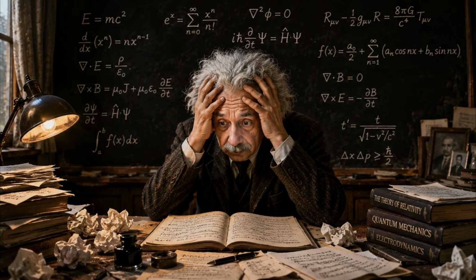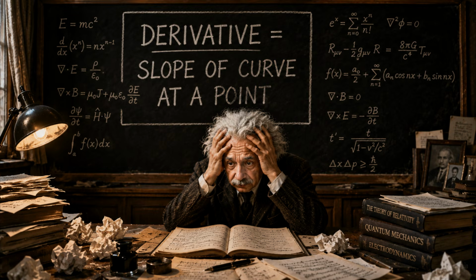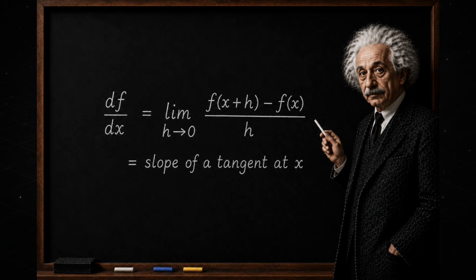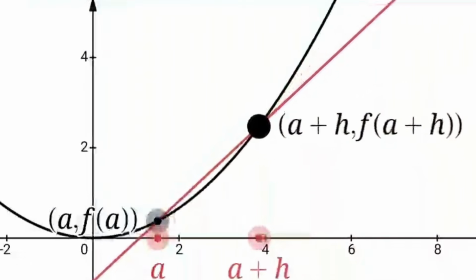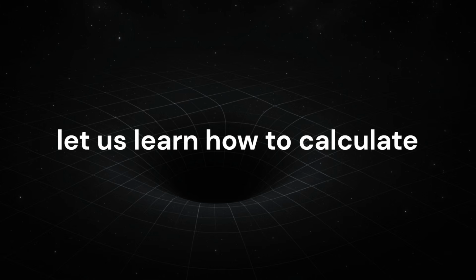So a derivative isn't another formula to memorize. It's simply the slope of a curve at one point. And limits give us a beautiful way of discovering that slope by looking at secant lines over shorter and shorter distances until the answer reveals itself. Now that we understand what a derivative really is, let's learn how to calculate one.